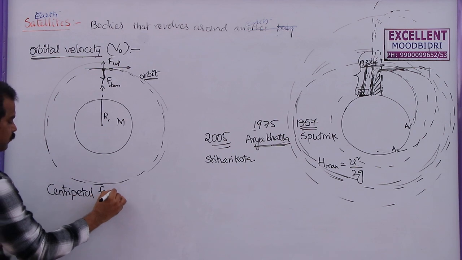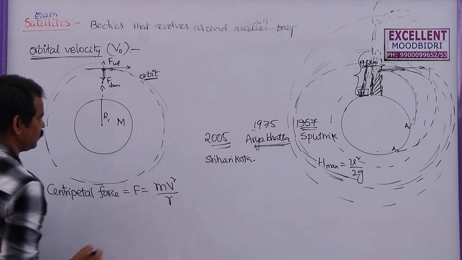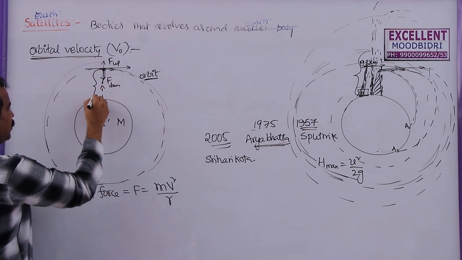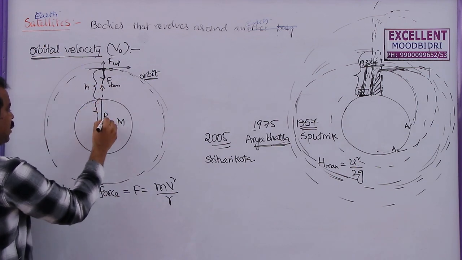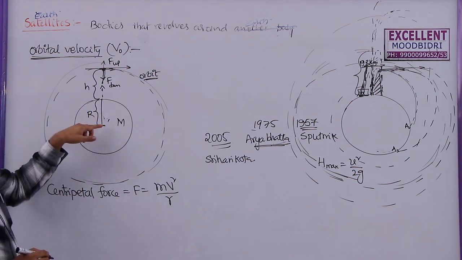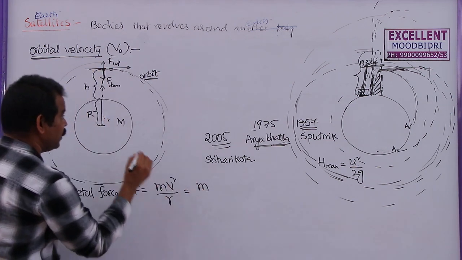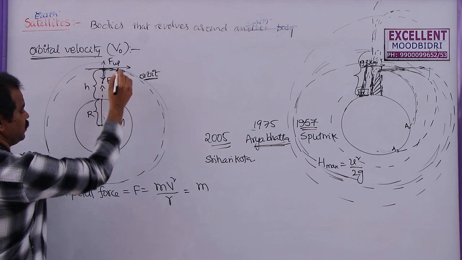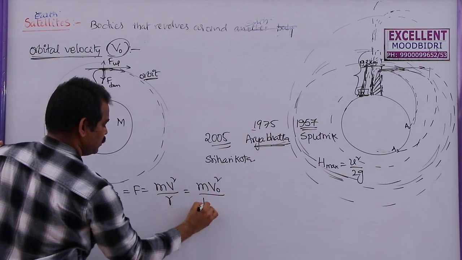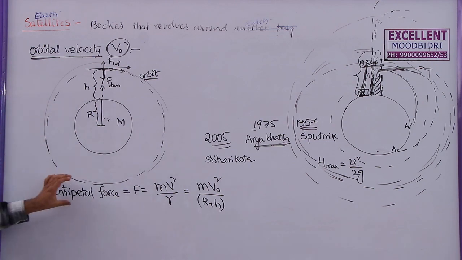The centripetal force F is given by mv square by r, where r is the distance from the center of the Earth to this point. Let us say the height of the satellite above the Earth is h. The radius of the Earth we already denoted with r. So what is the distance between the center of the Earth and the satellite? I am going to write the mass of the satellite m, and the velocity with which it is rotating is v naught, the orbital velocity, squared, divided by r plus h, the total distance between these two points. So this is the centripetal force.